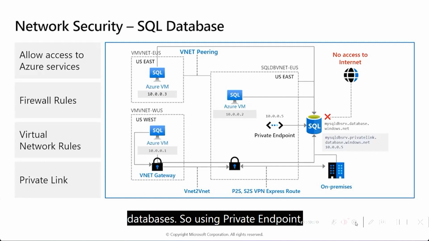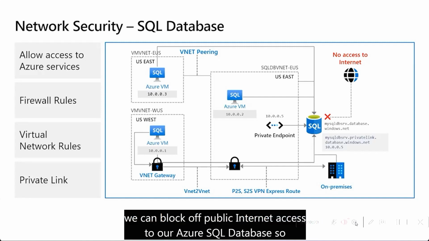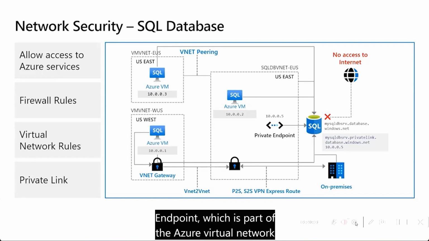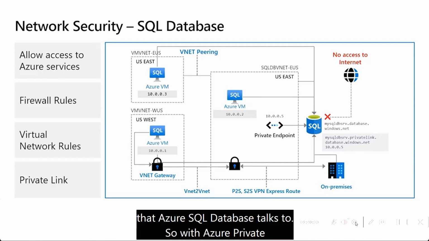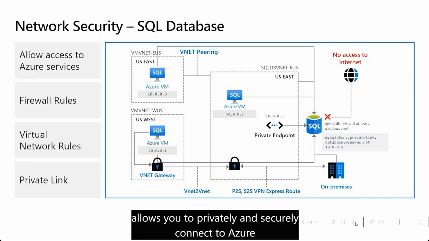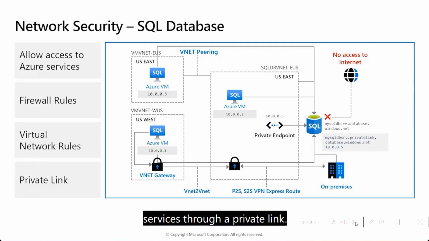So using private endpoint, we can block off public internet access to our Azure SQL database so that the only connection it has is a private endpoint, which is part of the Azure Virtual Network that Azure SQL database talks to. So with Azure Private Endpoint, this is a network interface that allows you to privately and securely connect to Azure services through a private link.